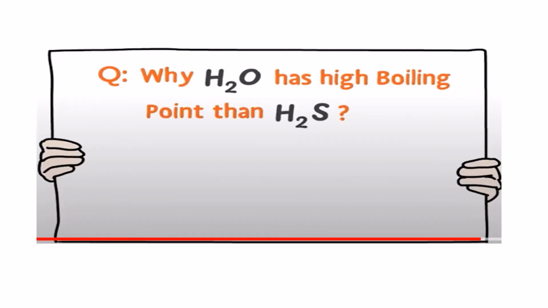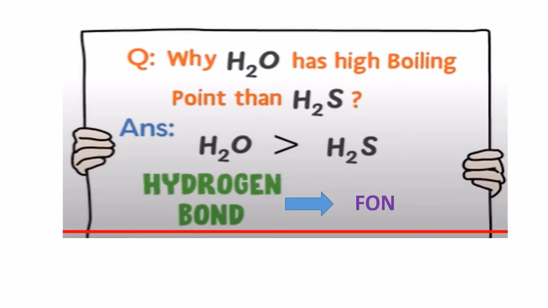Why does water have a high boiling point compared to dihydrogen sulfide? The answer is, dihydrogen sulfide has no hydrogen bond. You can see that there are no elements beside hydrogen from FON, or fluorine, oxygen, and nitrogen. When there is hydrogen bond existing in the molecule, it affects its boiling point.